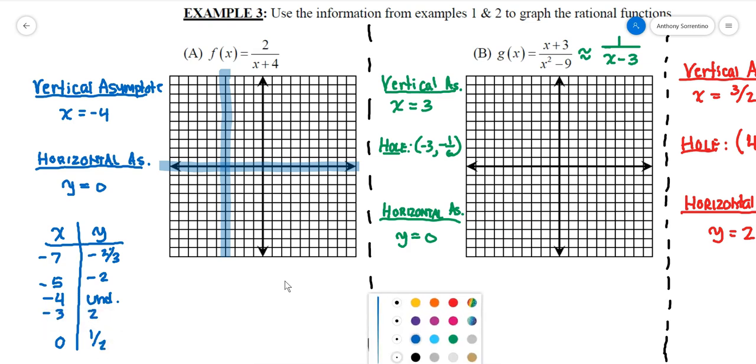So I'm going to plot those points. Maybe make this a little thicker. -7, -2/3, we'll say is about there. -5, -2, we'll say is about there.